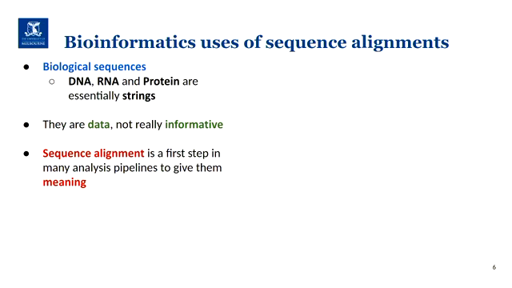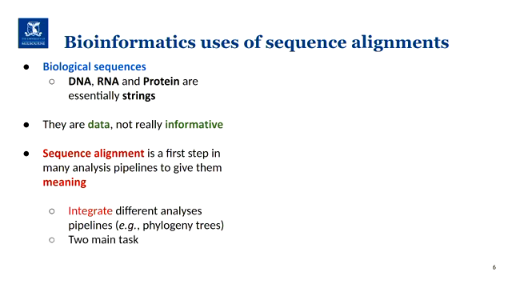Okay? So it's a very important tool, for instance, for knowledge discovery. And sequence alignment is an integral part of different analysis pipelines. For instance, the phylogeny tree is a very, very powerful tool. And without loss of generality, you can talk about two main tasks when you're talking about alignments.